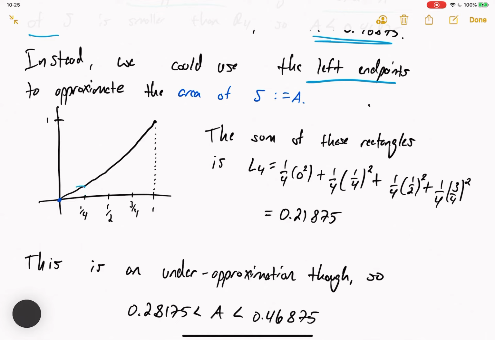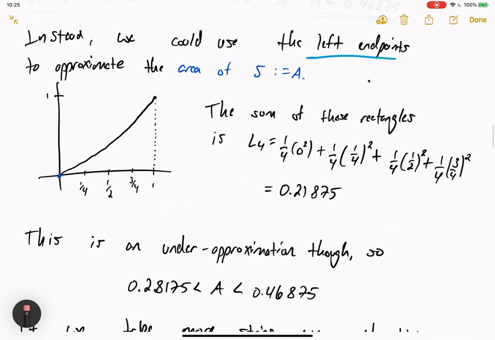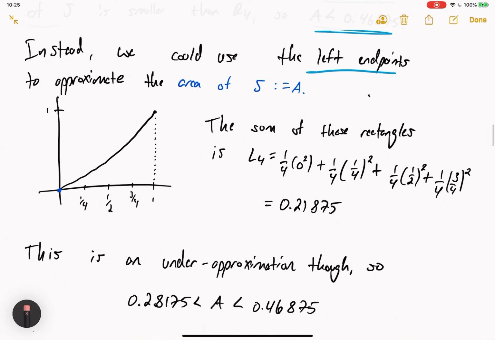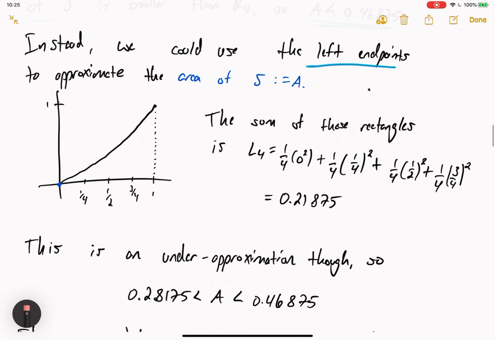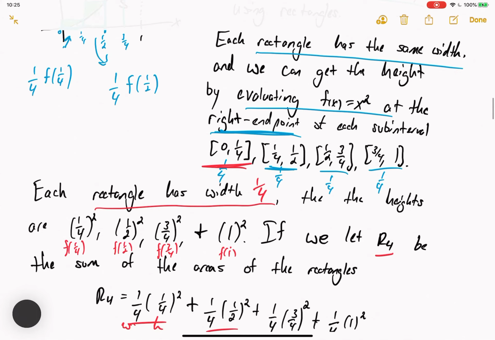And in each case here, the endpoint is just the highest point on each subinterval because it's an increasing function. But again, that doesn't necessarily have to have a correlation. So just be careful of that. So now we're going to use the left endpoints. So remember the intervals were 0 to 1/4, 1/4 to 1/2, 1/2 to 3/4, and 3/4 to 1.